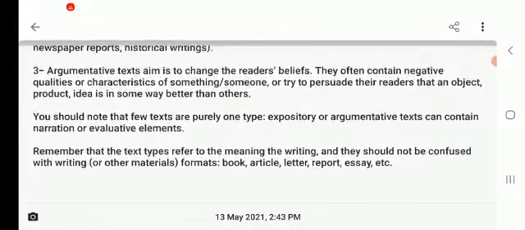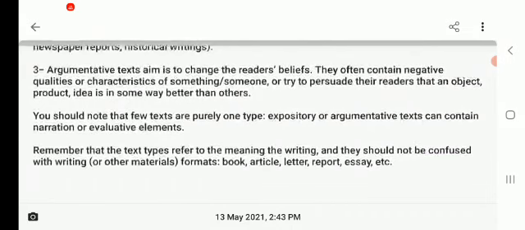So here it is very important that while writing the text, you have to keep in mind that you must be argumentative also, showing that you are right or this is something which is right, and that is wrong. Everything you have to contain. Try to persuade the readers that an object, product, or idea is in some ways better than others.